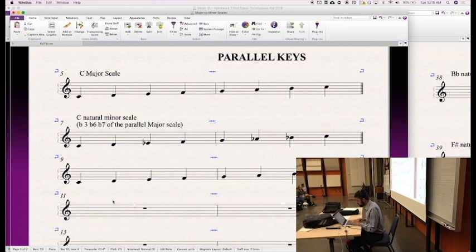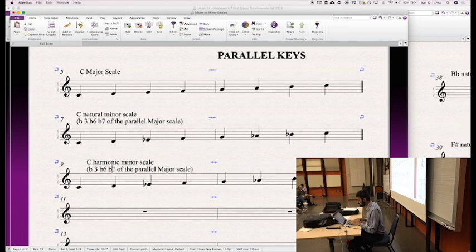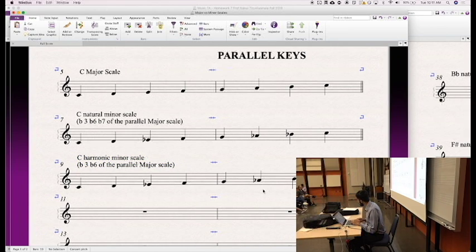C major scale right here. Instead of just flatting the third, let's flat the third scale degree, and let's flat the sixth scale degree, but let's leave the seventh one alone, okay? This has its own name. And the name of this scale is called the harmonic minor scale, okay? And in this particular scale, all you do is you flat the third scale degree and the sixth scale degree.